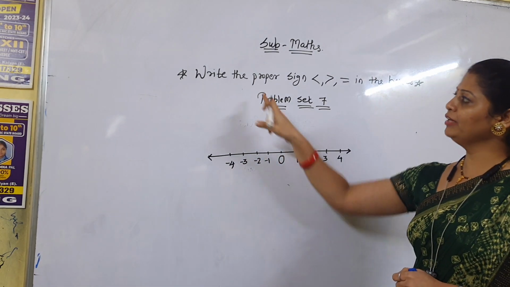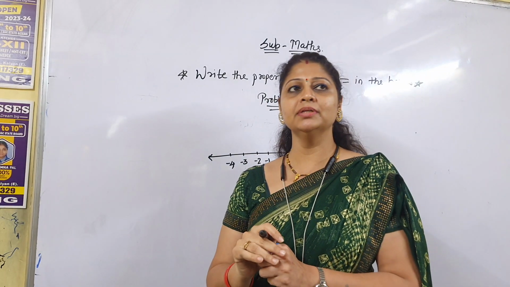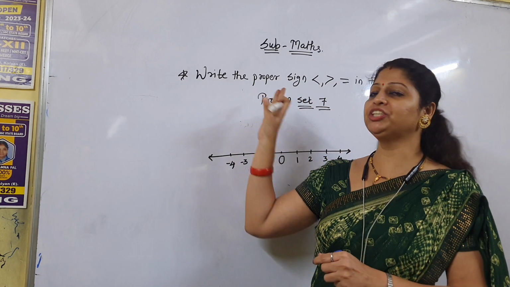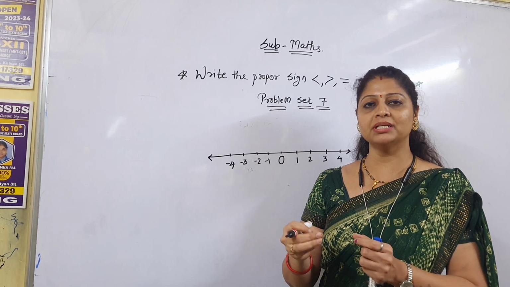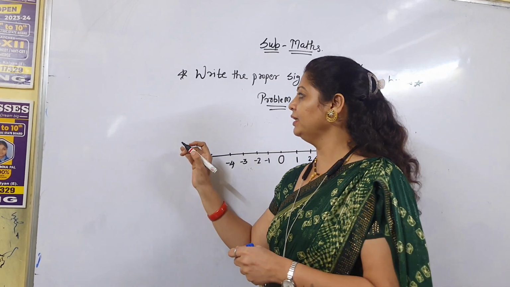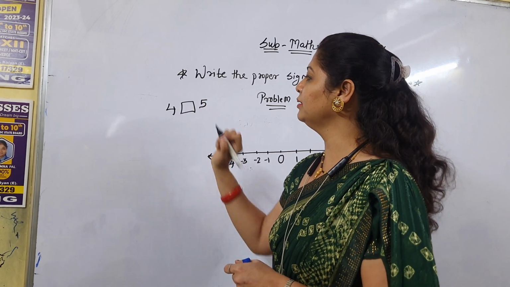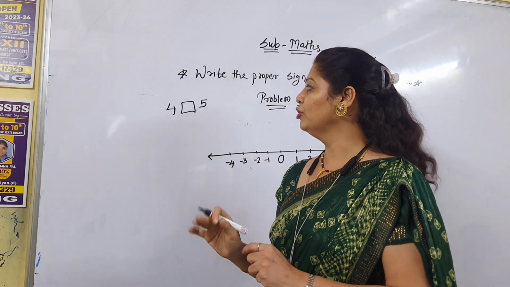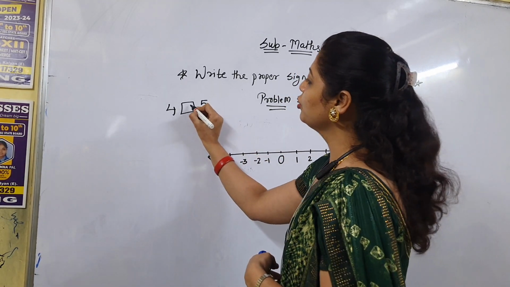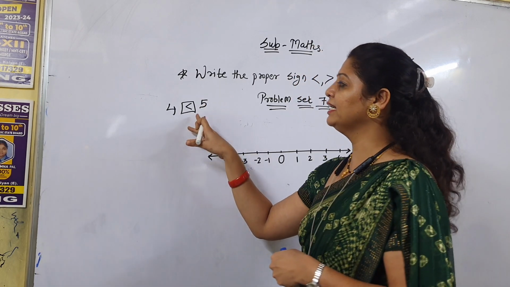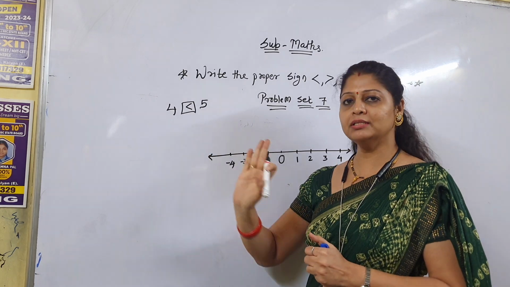Now see children, when we have to put the sign less than, greater than or equal to, we already learned that from 3rd standard onwards. Okay, we compare smaller numbers and bigger numbers. For example, see 4 and 5. If we have to compare the numbers, whichever number is bigger, we put the open mouth towards it, correct? Now 5 is the bigger number, so we put the alligator sign in front of 5, because 5 is the bigger number and 4 is the smaller number.